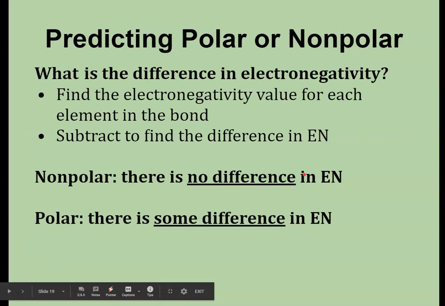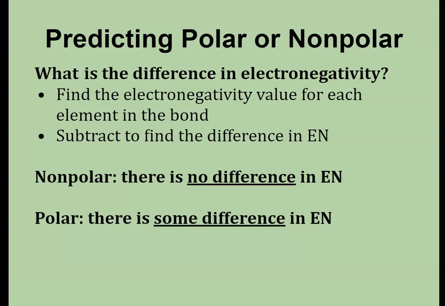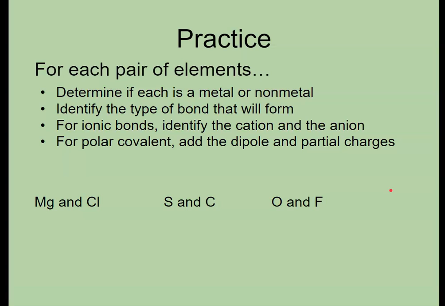Okay, now the next step is going to be determining, if it's a covalent bond, is it going to be polar or nonpolar? And that's where we want to see, is there a difference in electronegativity? If there's no difference, if they pull equally, it's nonpolar. If there is a difference in electronegativity, one's pulling harder than the other, then it's going to be a polar molecule or polar bond.